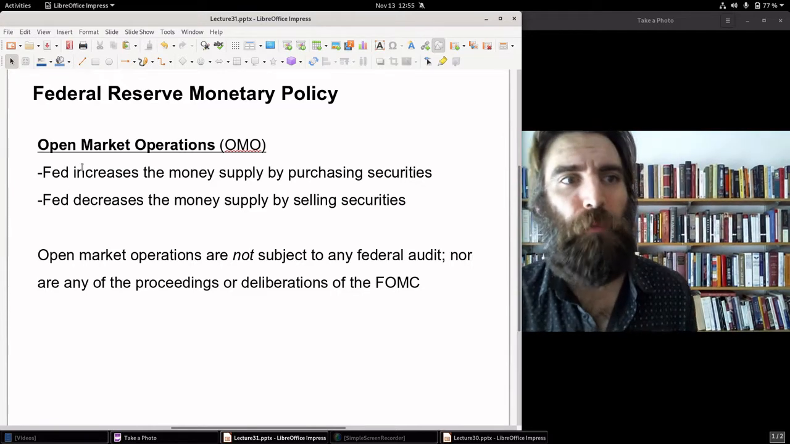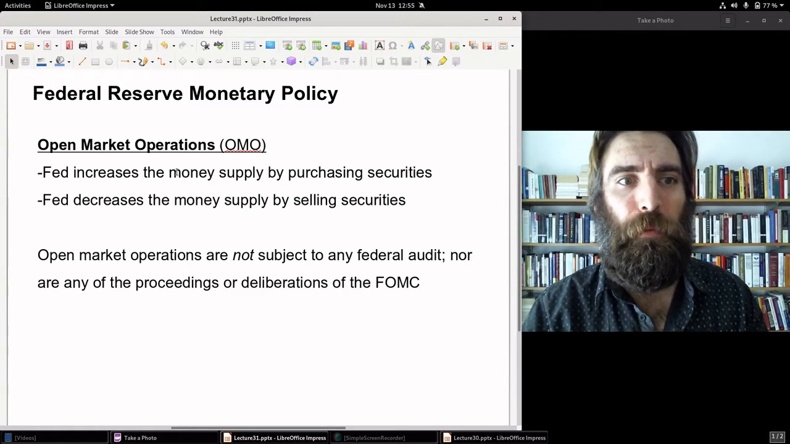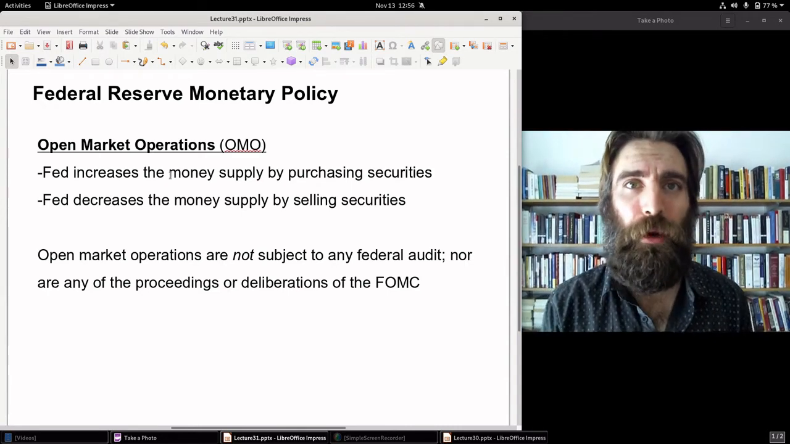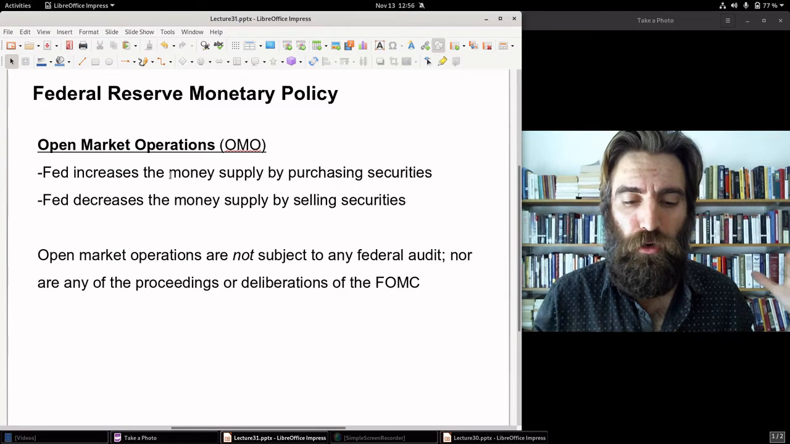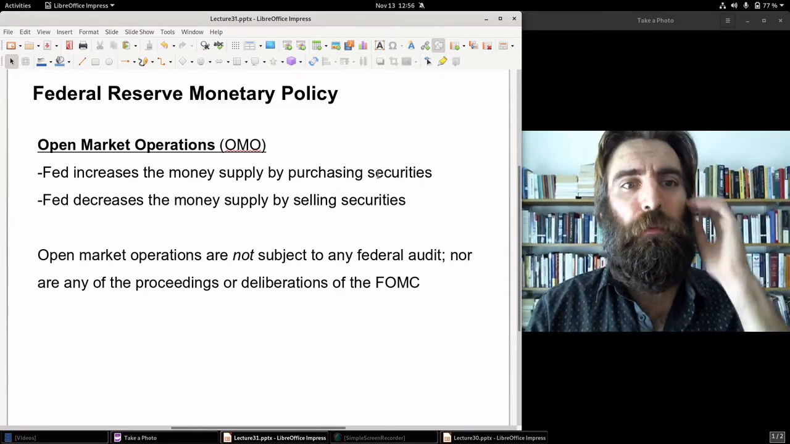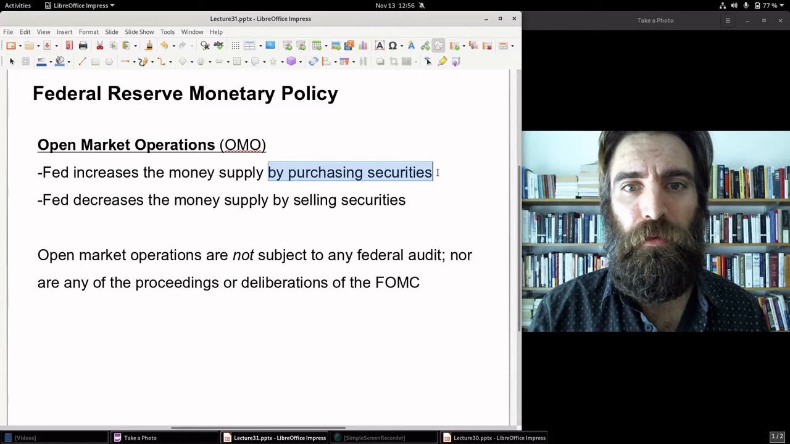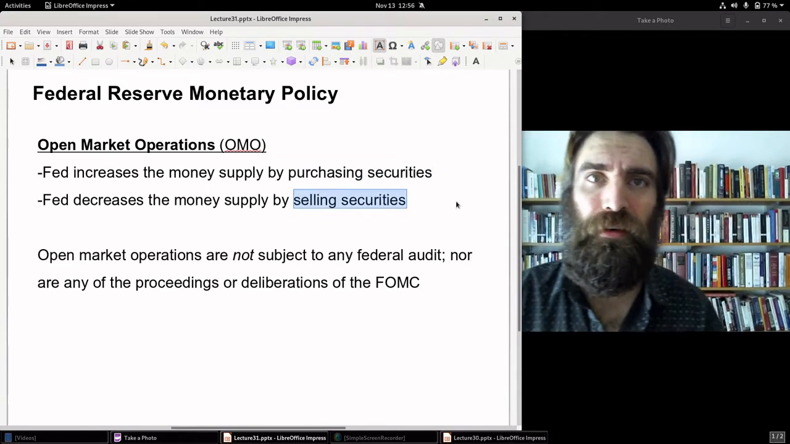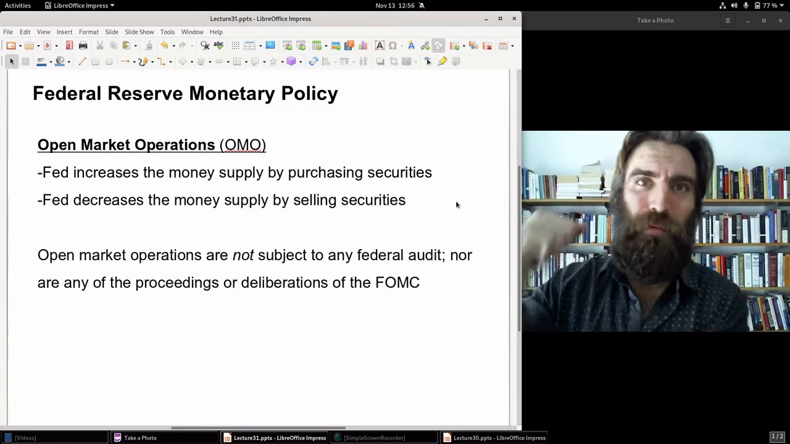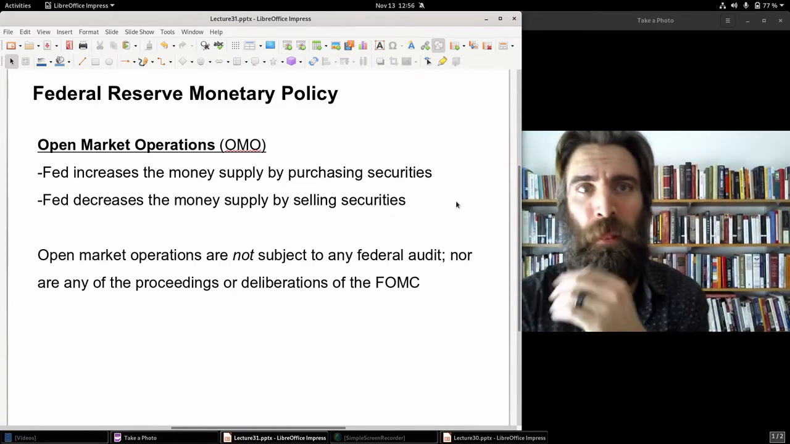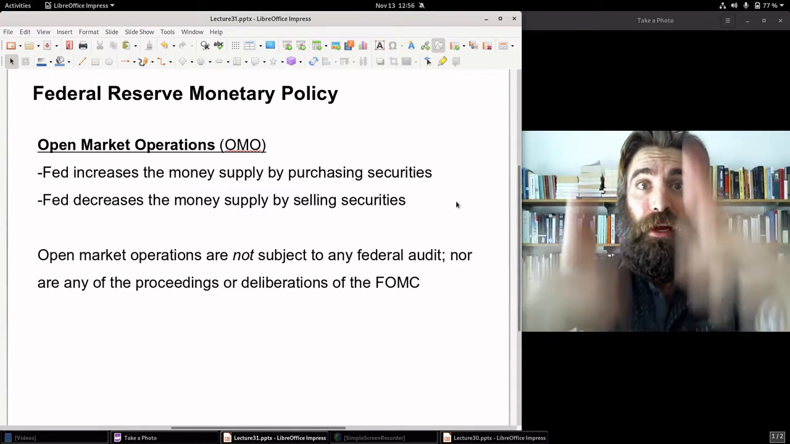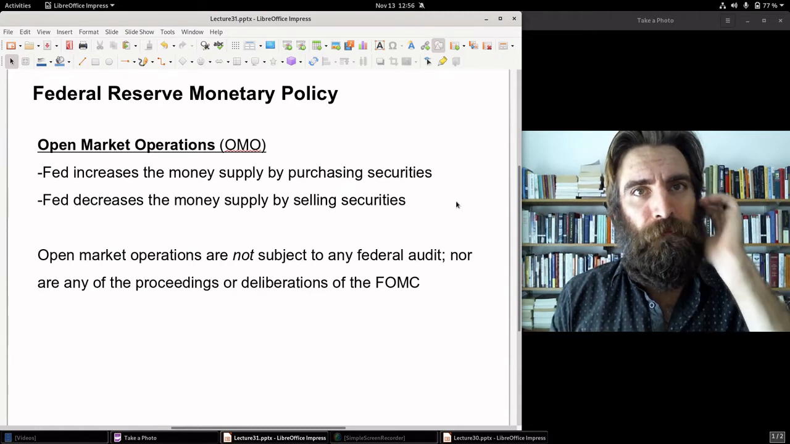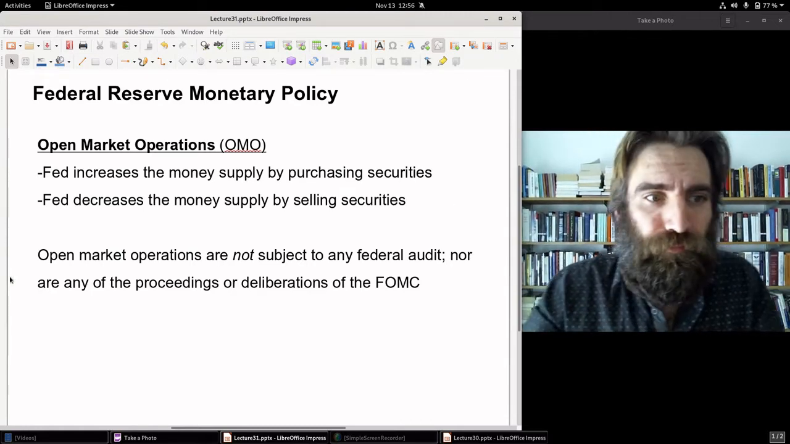So, open market operations, in short: the Fed increases the money supply, either digitally or sometimes by printing new notes and putting new notes into circulation, by purchasing securities. The Fed decreases the money supply by selling securities, and then sucking that money back into the Fed, thus decreasing the money supply, thus increasing the federal funds rate. That's open market operations.